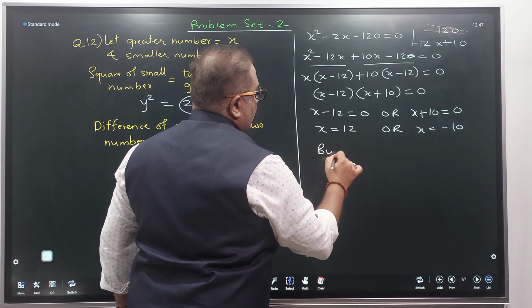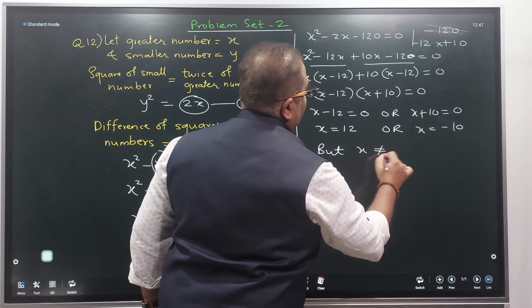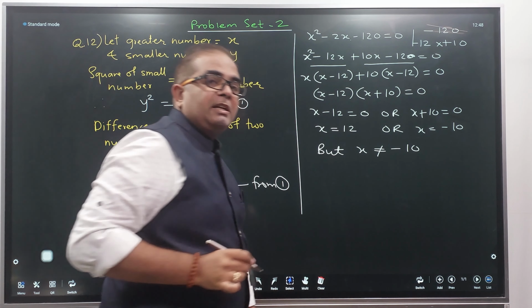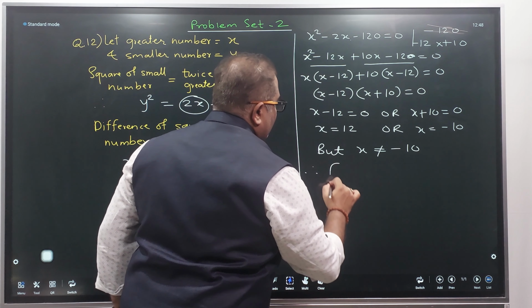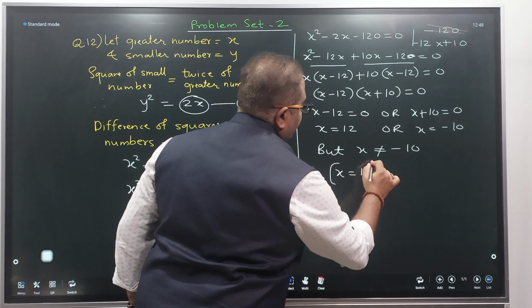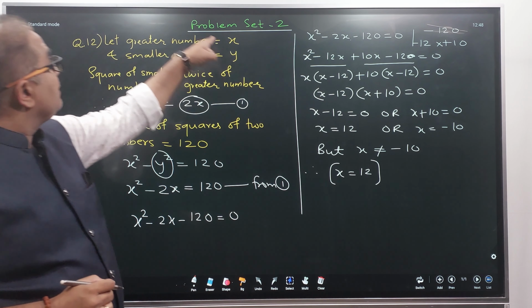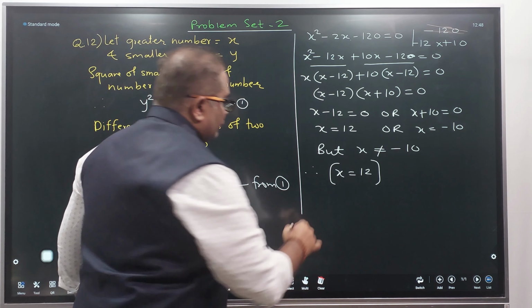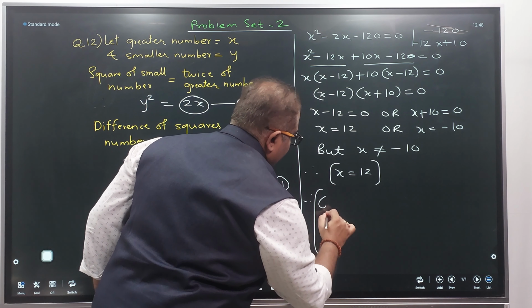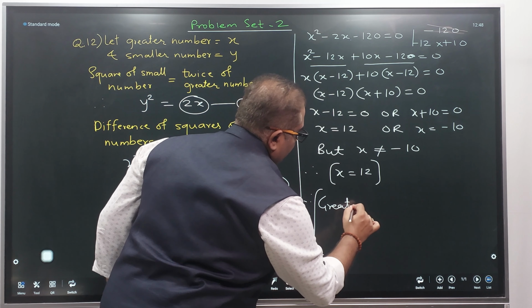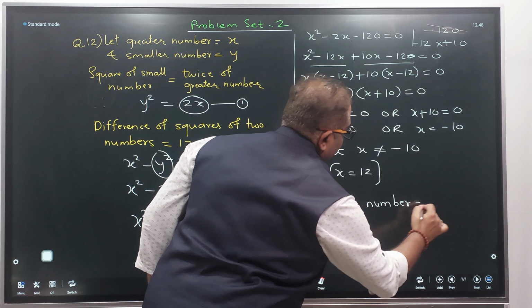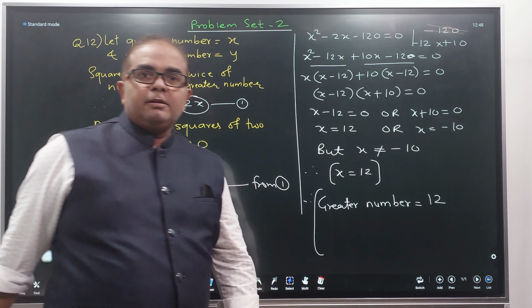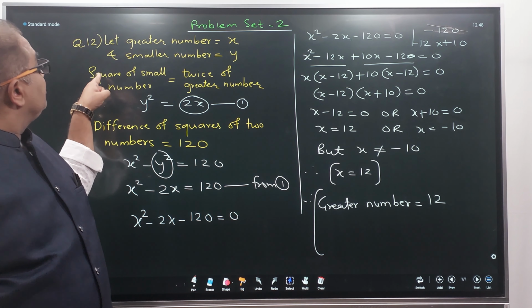But x cannot be negative. So minus 10 is not possible. Correct? So what is x? X is equal to 12. And what is x? X is the greater number. So let's say the greater number is 12.